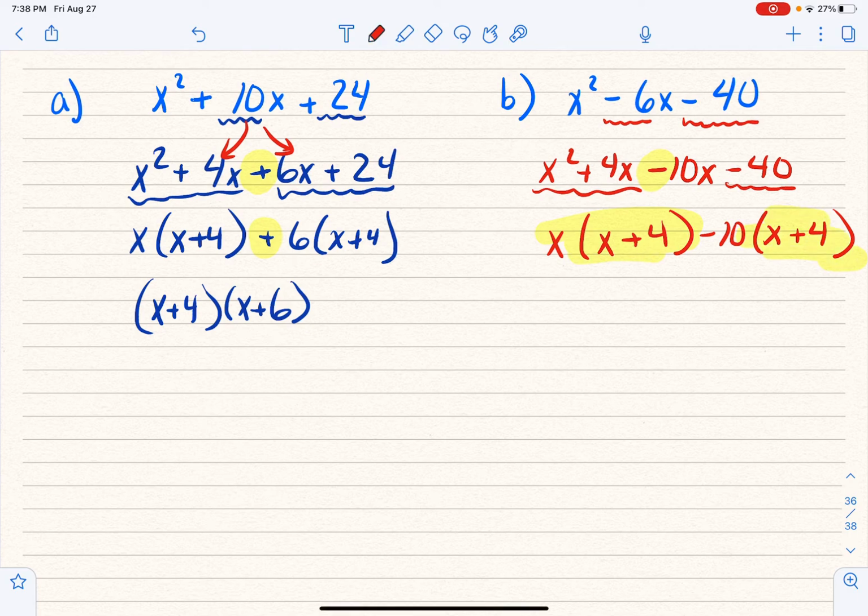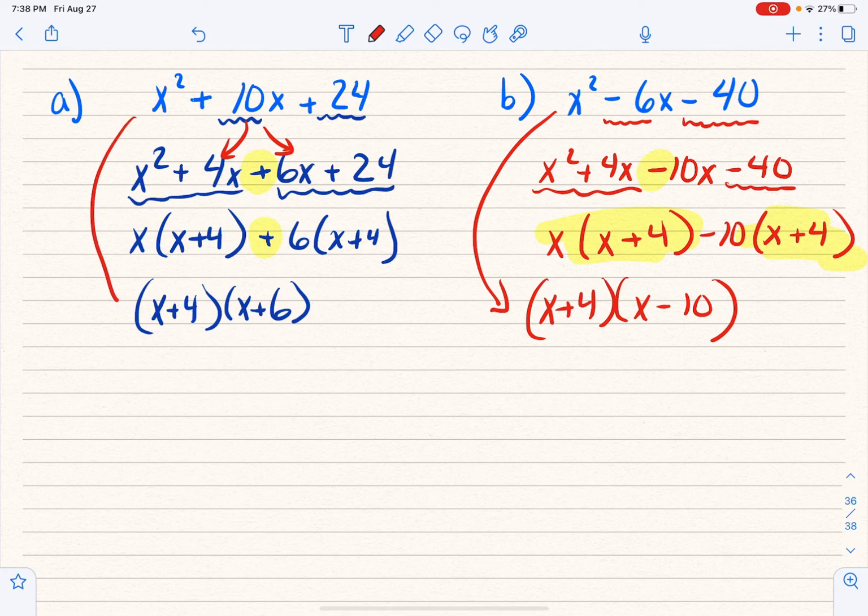You'd have x minus 4 in the second part. So you go, okay, now factor that out. You go x plus 4 times x minus 10. Simple, okay? Now I know most of you could just go straight from here to here, but now what we're going to do is see a problem where you couldn't have done that.